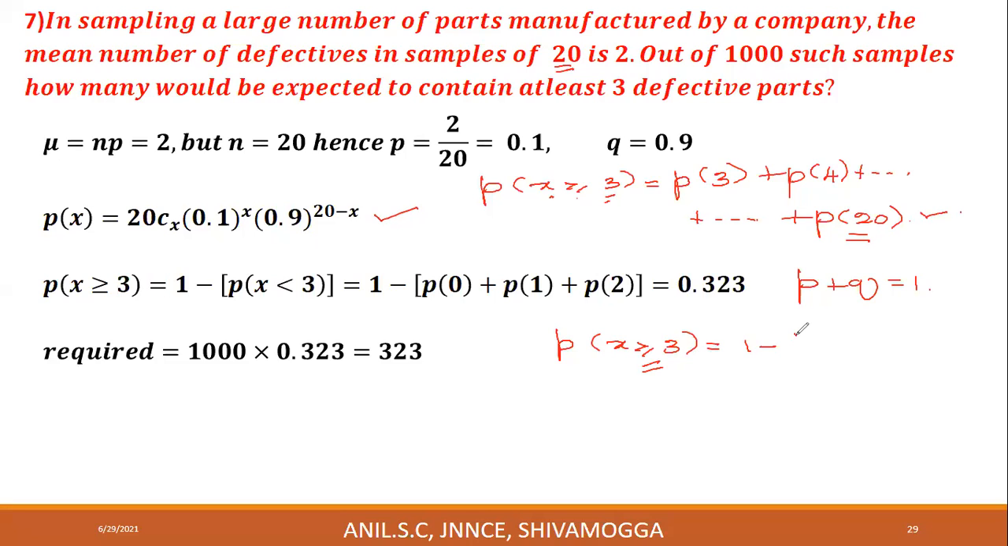X less than 3, right? Q is something which is not P. Therefore, this is equal to 1 minus P(x less than 3). Less than 3 means 0 is less than 3, 1 is less than 3, 2 is less than 3. The rest you can do. Calculate 1 minus [P of 0 plus P of 1 plus P of 2]. We calculate this and verify whether it is equal to 0.323.